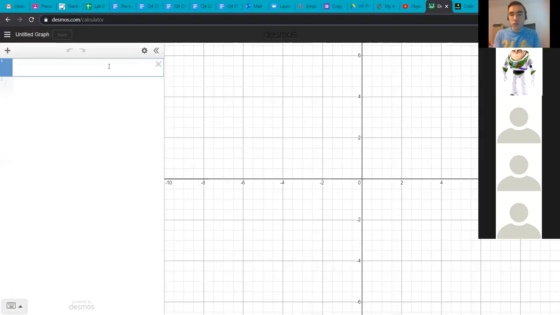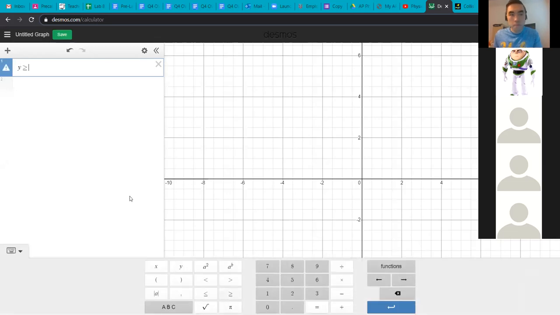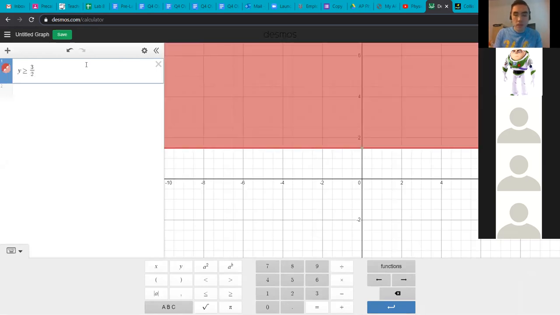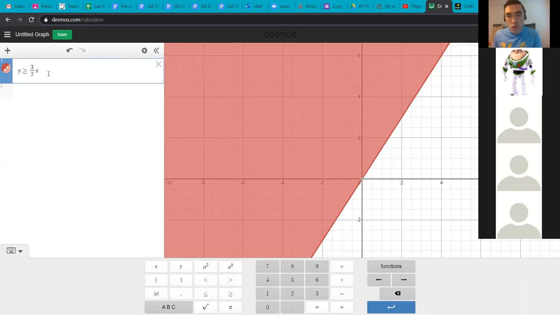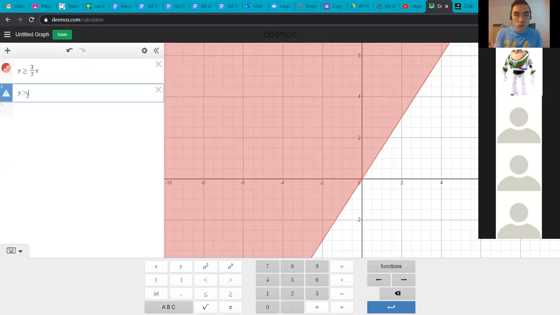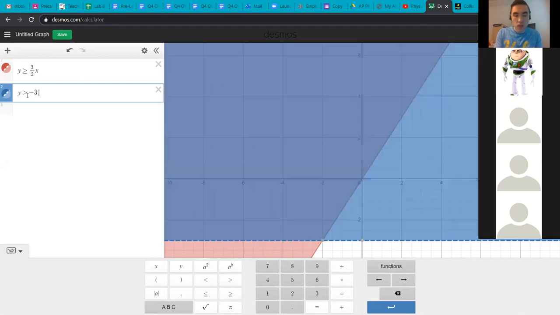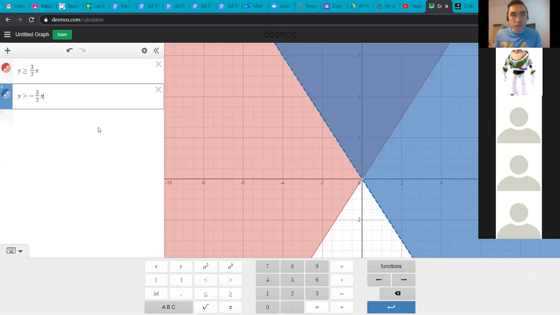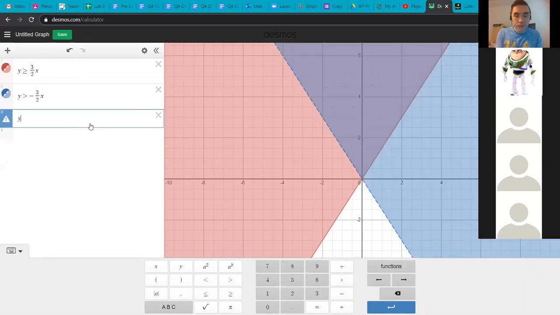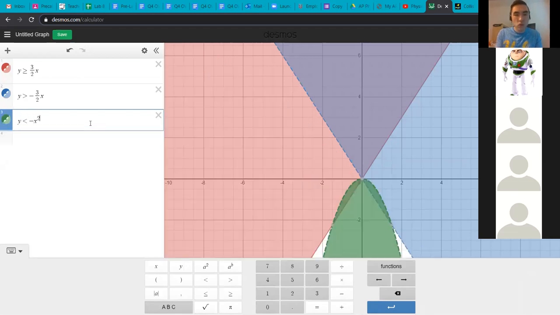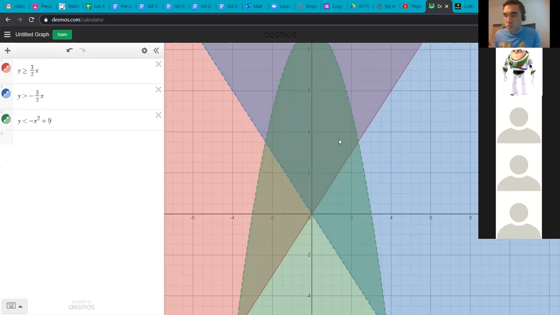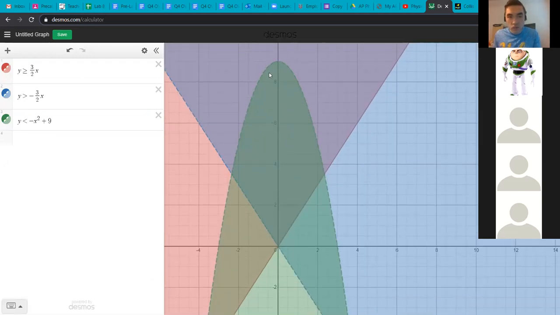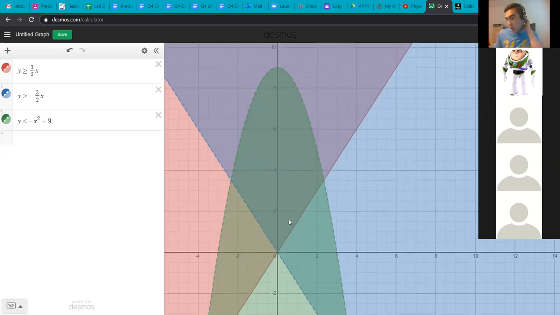And so here's what the solution region looks like. We have y is greater than or equal to 3/2 x. So there's that first one shaded up. Next we have y is strictly greater than negative 3/2 x. So a dotted line shaded up. And then y is strictly less than negative x squared plus 9. So that piece moved up and then shaded down. And this region where all three of the shadings overlap is our solution region. Is that part okay?